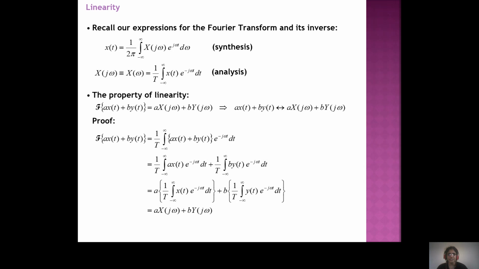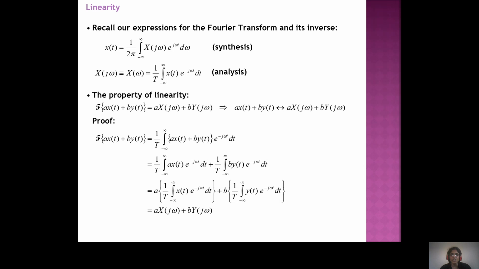So we have to take this equation, Fourier of a x(t) plus b y(t). So x(t), what is the equation we know? x(t) equals 1 by 2 pi integral from minus infinity to infinity of X(j omega) e power j omega t d omega, in terms of synthesis. So we want the form in terms of j omega.